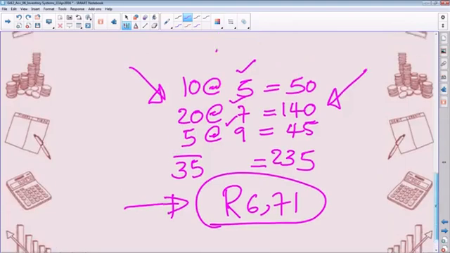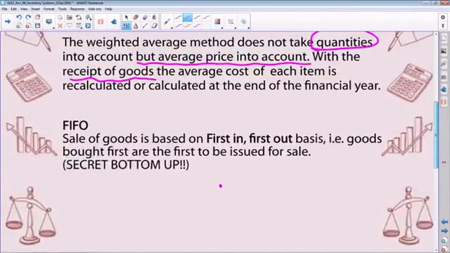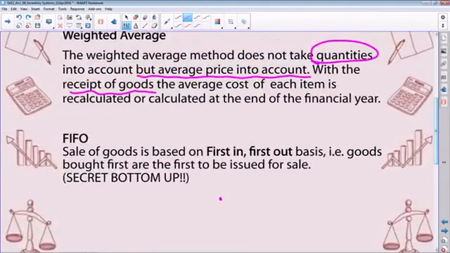Let's go back and look at the next method. We refer to it as the FIFO method. The sale of goods is based on first in, first out basis, right? That is, your goods that are bought first are the goods first to be issued for sale.